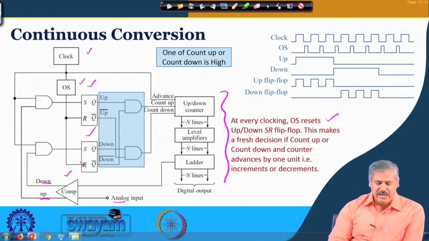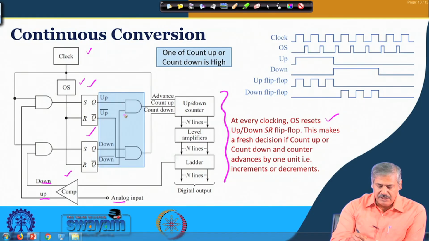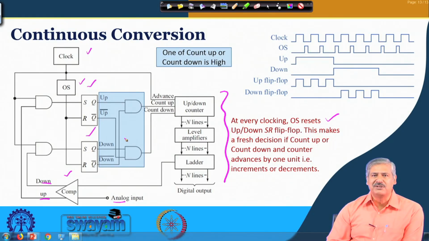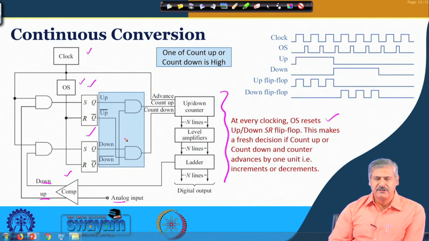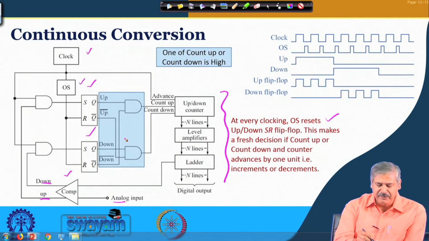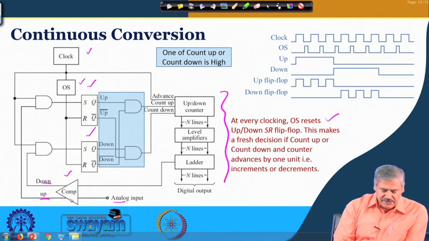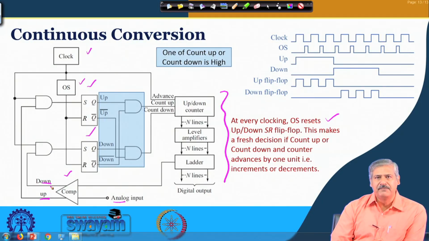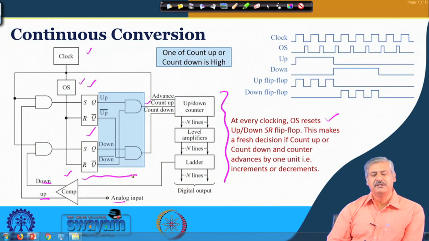Okay. And after that, depending on this output, it decides whether it will go for an up count or a down count. Please understand the difference. Earlier, if it was up count, then it goes on up counting and then comes back to 0, and again it continues to up count. Here, in every clock, it looks at this comparator output, and based on that, it decides whether the count up will be high and count down will be low, or the other way. Okay. So, that is the logic that you can find here.